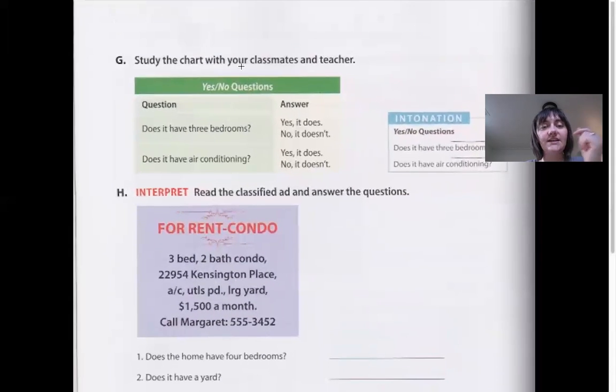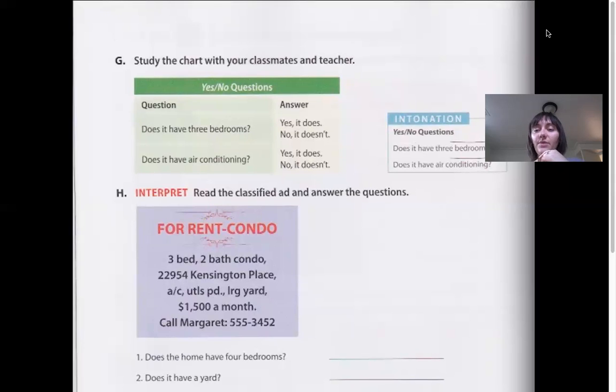So it says, study the chart with your classmates and teacher. So these are what we call yes/no questions. It's a question you ask and you can either say, yes, it does, or no, it doesn't. So if you say, does it have 3 bedrooms? You can either say, yes, it does, or no, it doesn't. That's what a yes/no question is, yeah? Okay, then we have, does it have air conditioning? You can say yes, or you can say no.